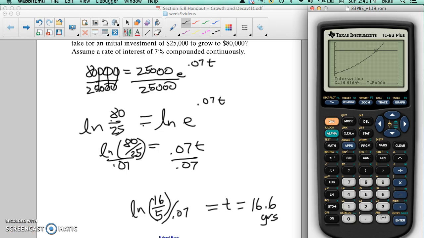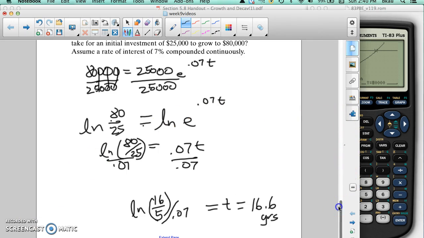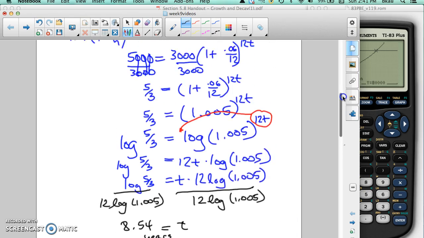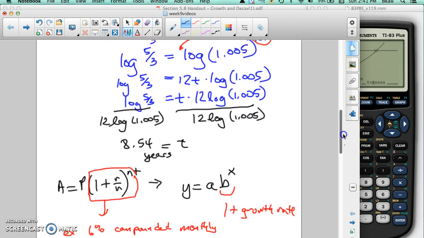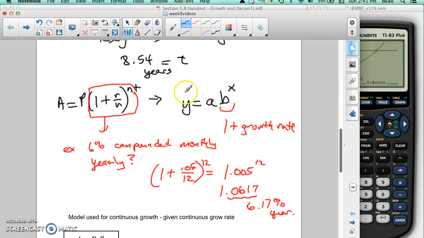All right, we're going to move on to the next video and talk about base b, and we're going to look specifically at this part right here, y equals ab to the x, and we're going to talk about how this relates to financial models as well. So that'll be our next video.